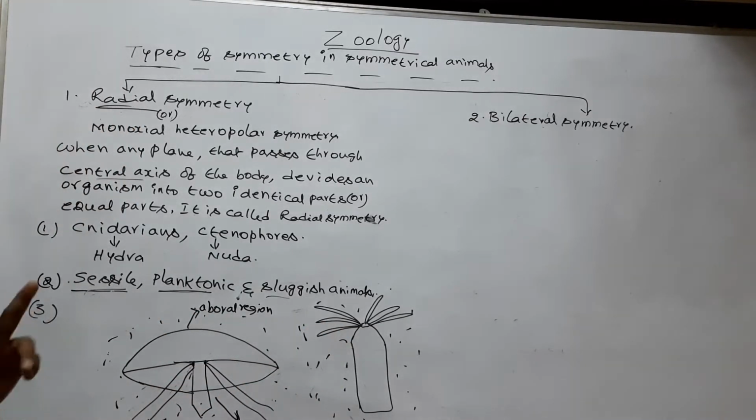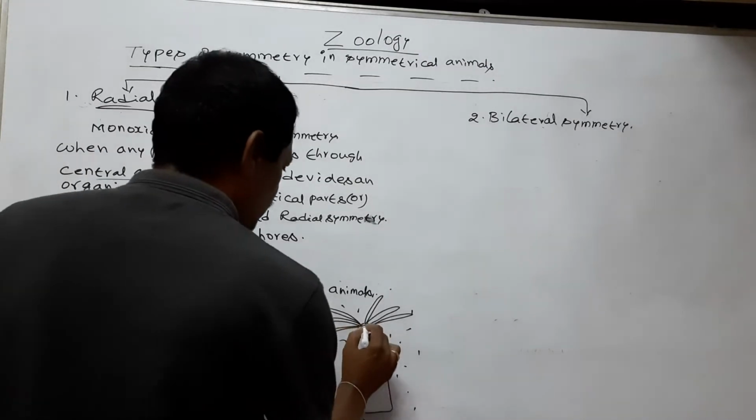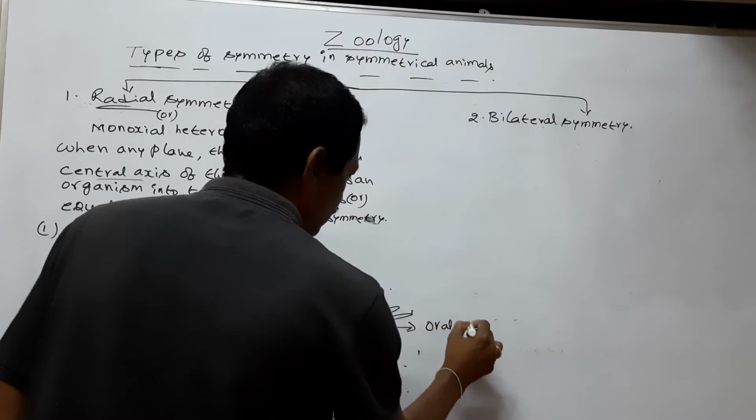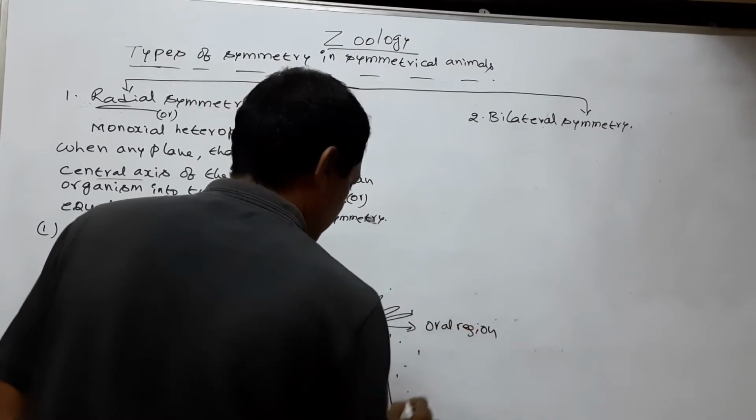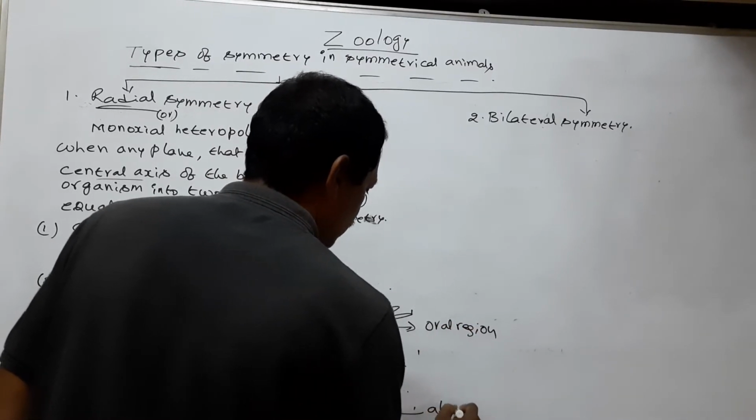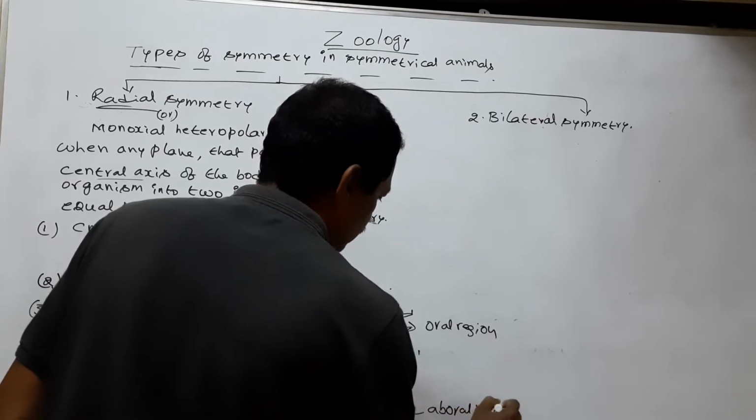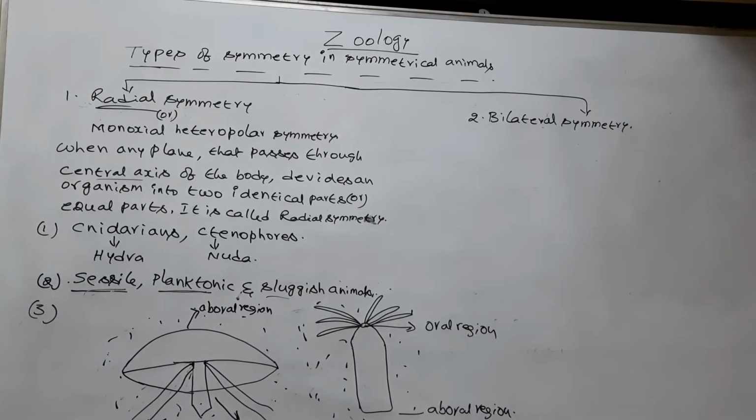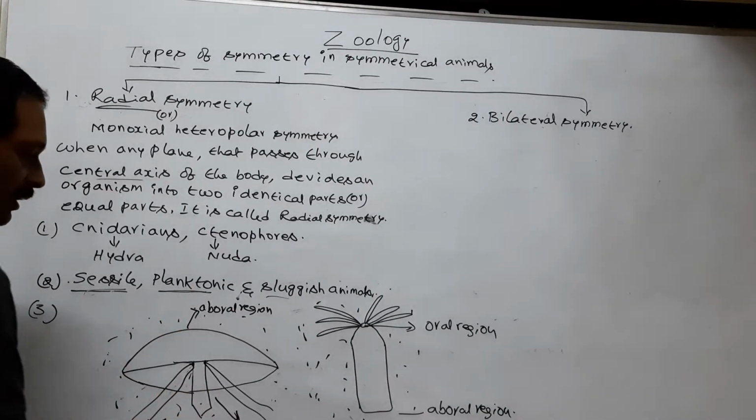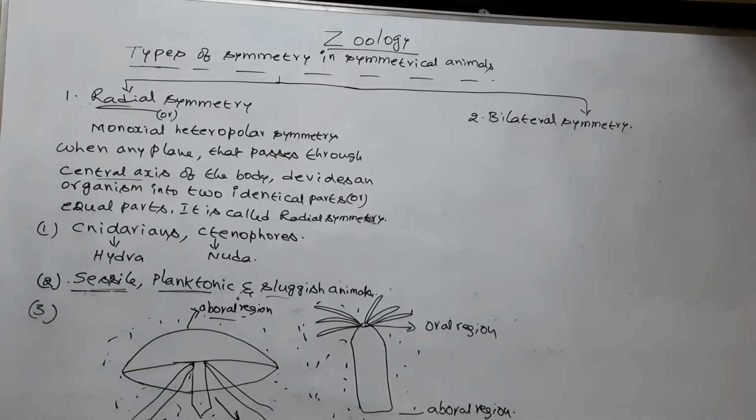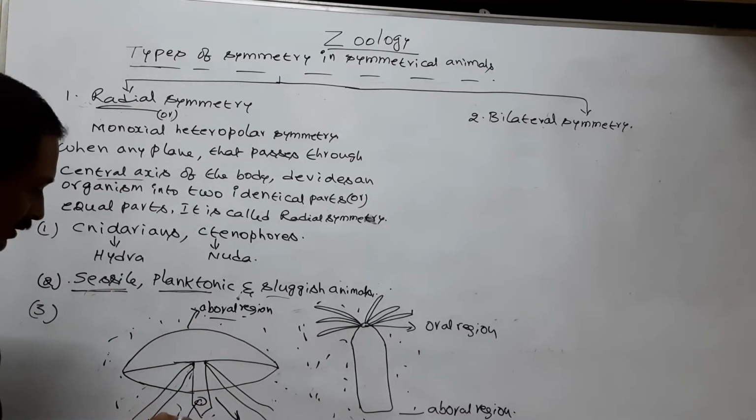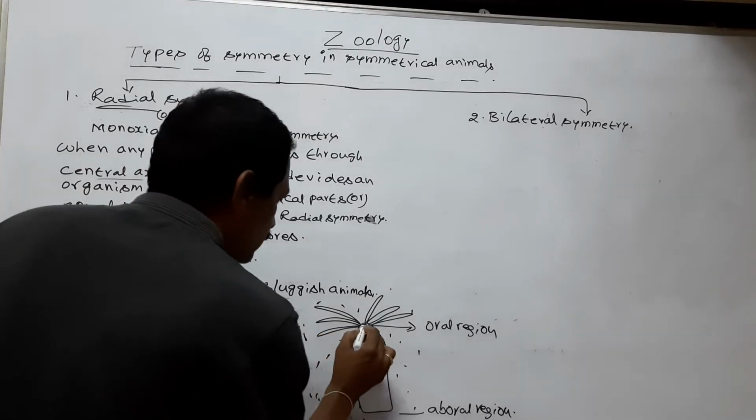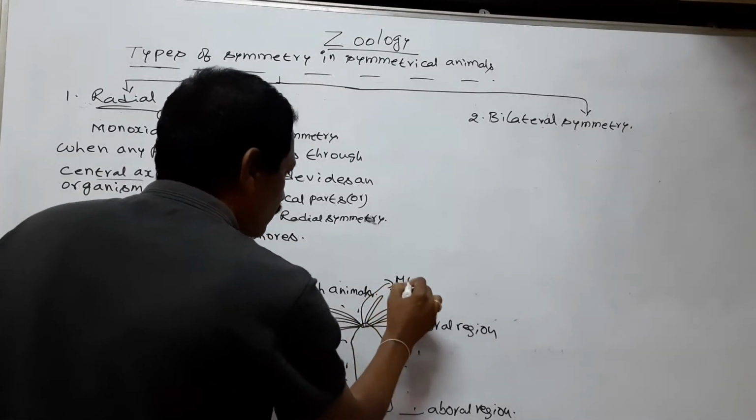Hydra also possesses two poles or two regions. This is the oral region. This is the aboral region. What is the oral region and aboral region? This is the mouth.